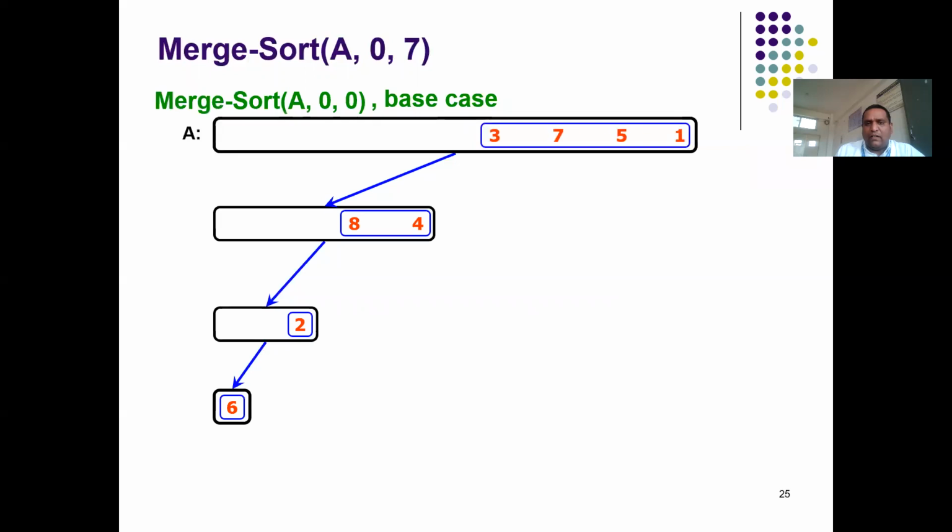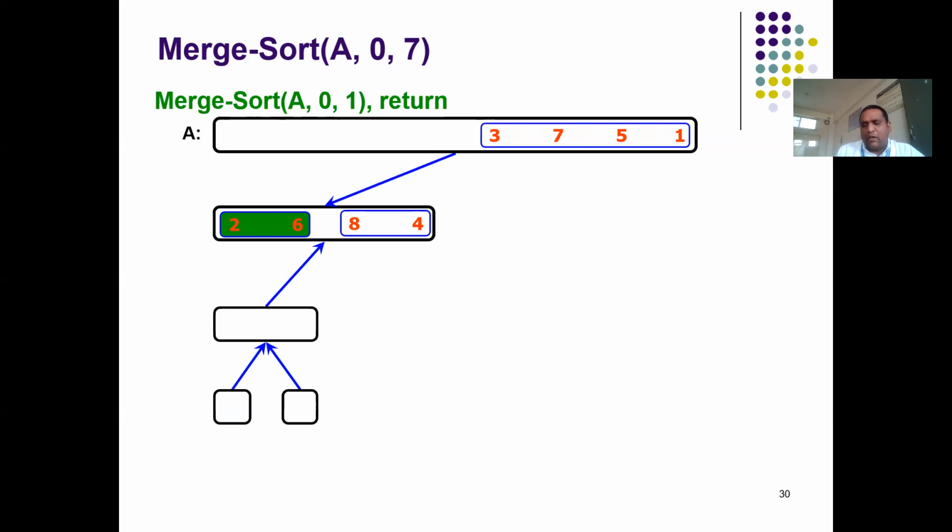Then again divide. This happens if left is greater than or equal to right. Here left and right are 0 and 0. This is the base condition. Then return the value. Just again 2, this is also a base value. Then return. Here I have two lists, 6 and 2. Then merge is called, which merges the lists 6 and 2 into 2 6. Then return the value 2 6.